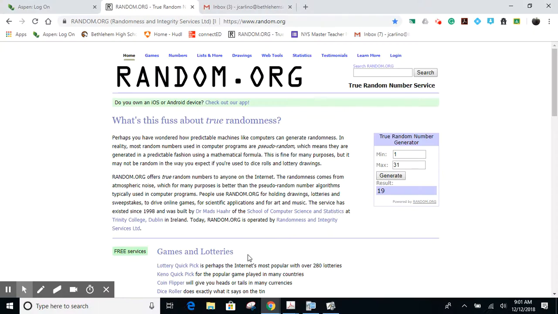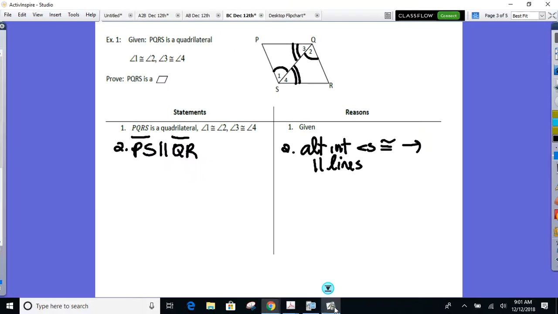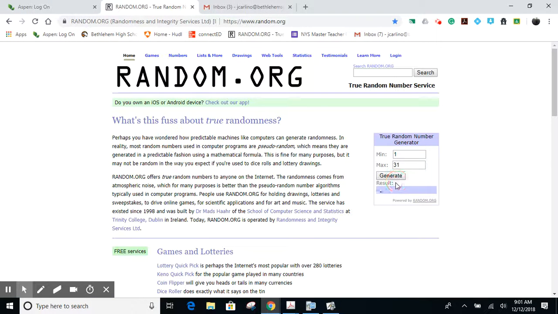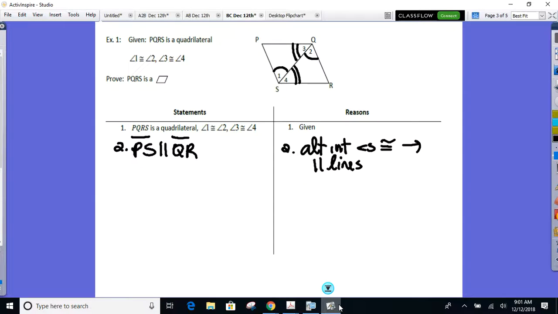3 congruent to 4 leads you to what? 8? SR is also parallel to PQ. Don't get rattled. Come on. There you go. Same reason.